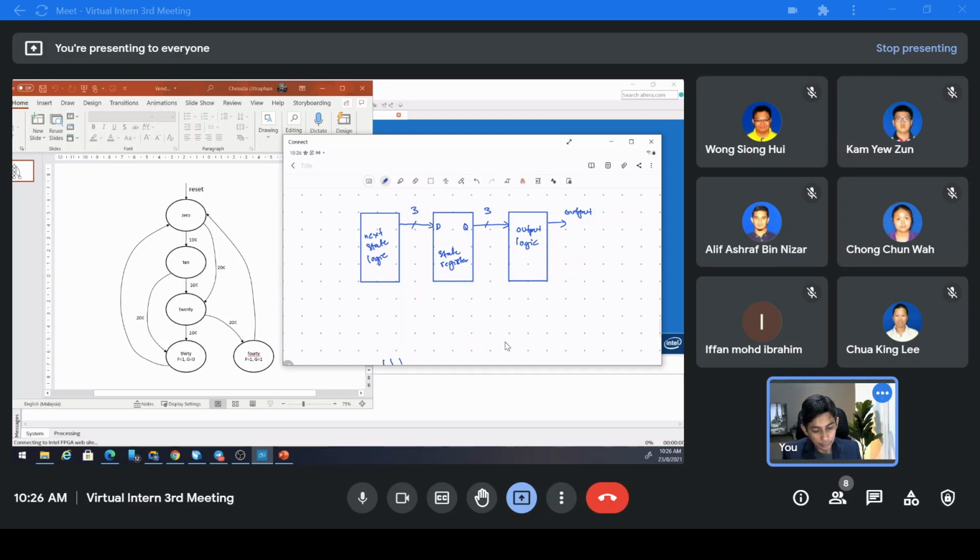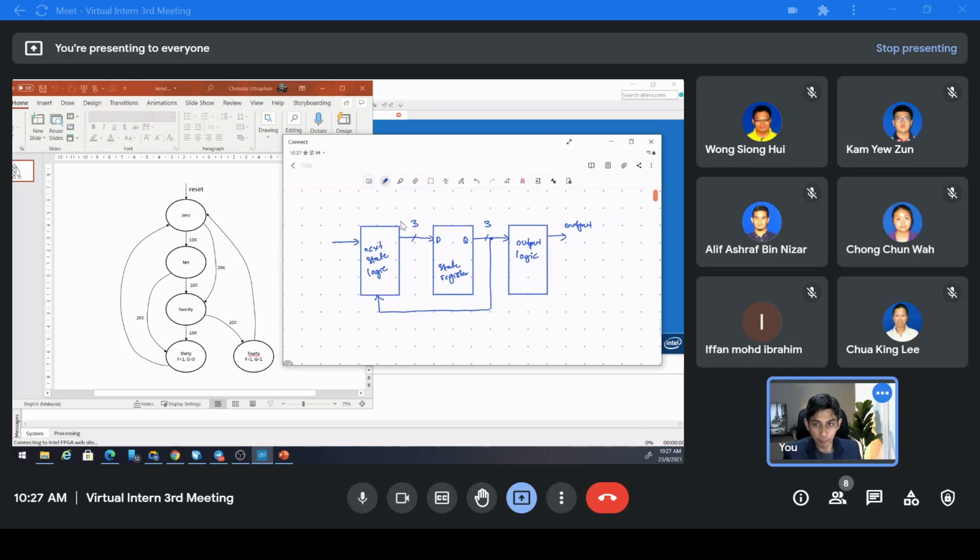And for Moore type or Mealy type, we need to have a feedback from here to here. And we may have the input to the next state logic, or sometimes we don't have, depending on the specification also. All right.